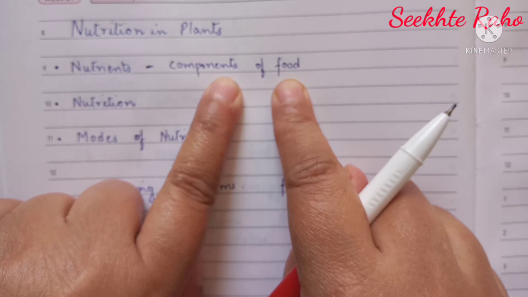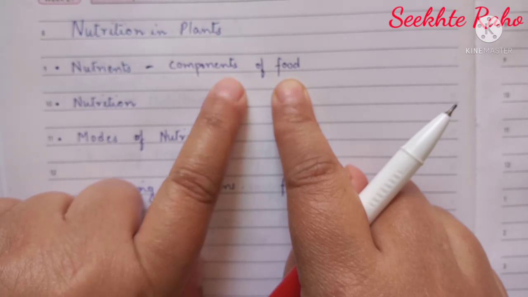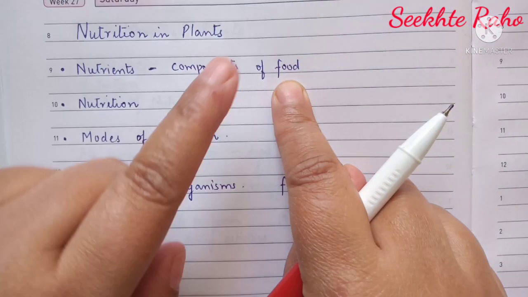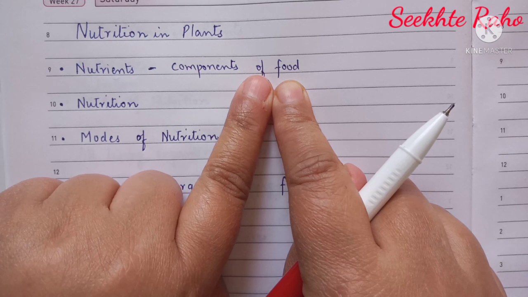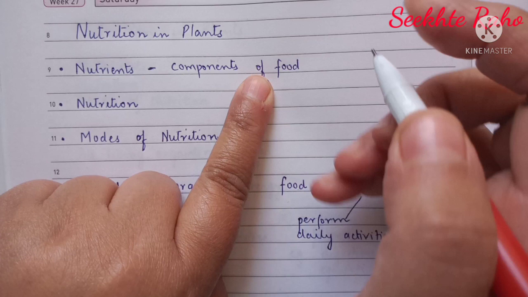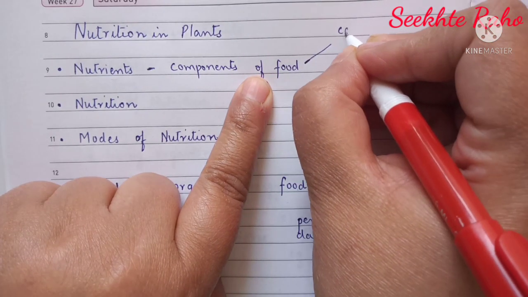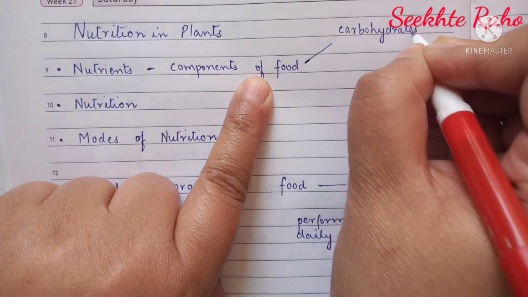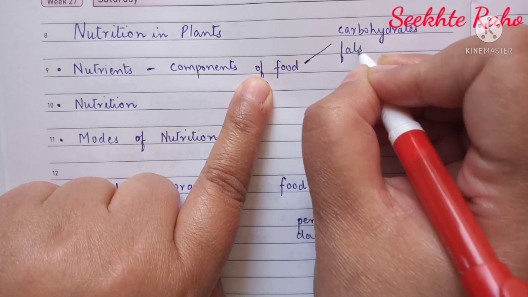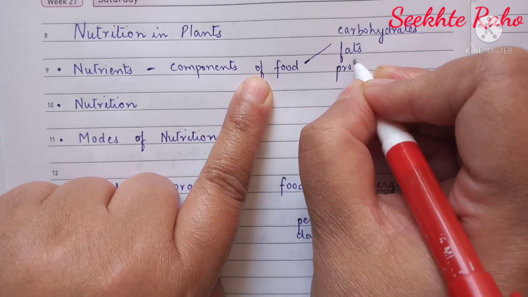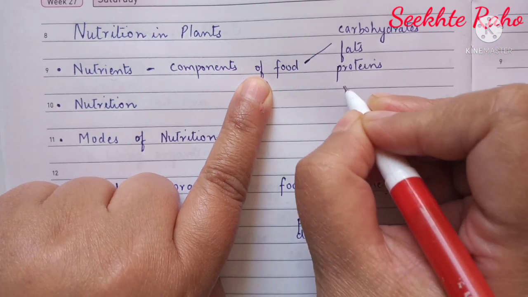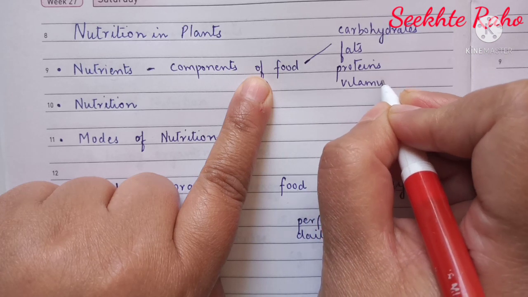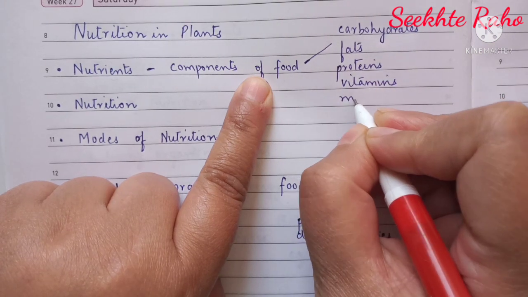Fats, vitamins, minerals, carbohydrates, proteins. All these are components of food. You have studied about them in detail in your previous class. Components are carbohydrates, fats, proteins, vitamins, minerals.